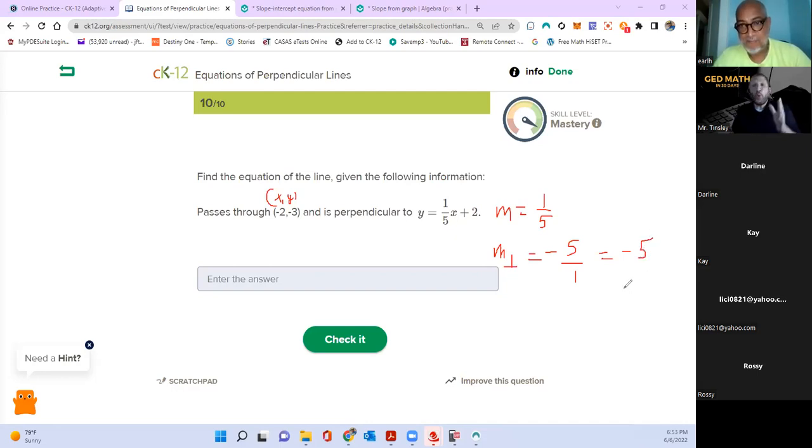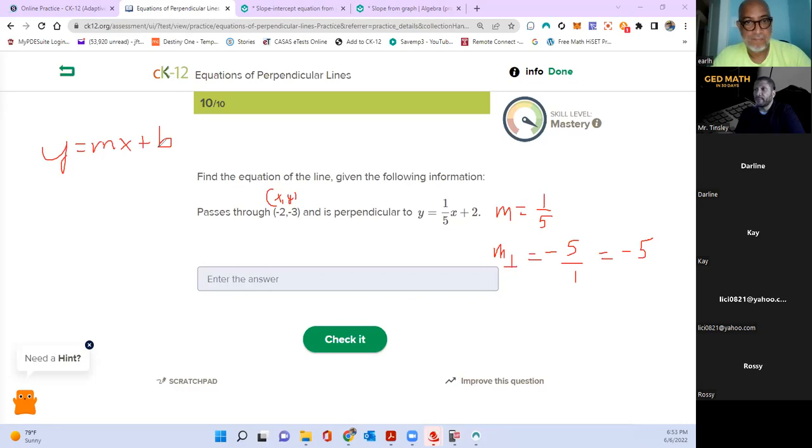Now we already know that our equation of the perpendicular line is going to start with y equals -5x. If you look at your multiple choice and there's only one equation that starts with y equals -5x, you're done. Pick that one and keep going. If you have more than one that has a slope of -5, then you have to use the point-slope approach, y equals mx plus b.